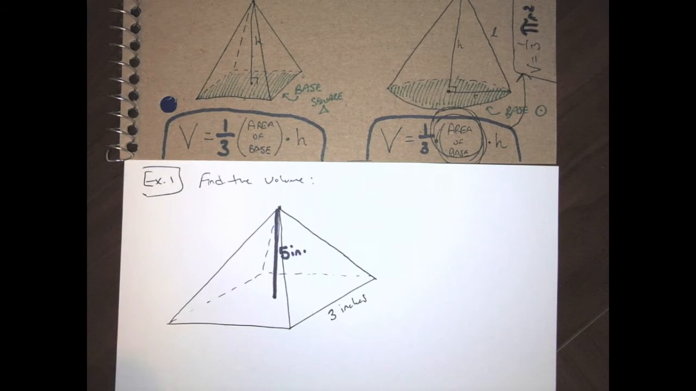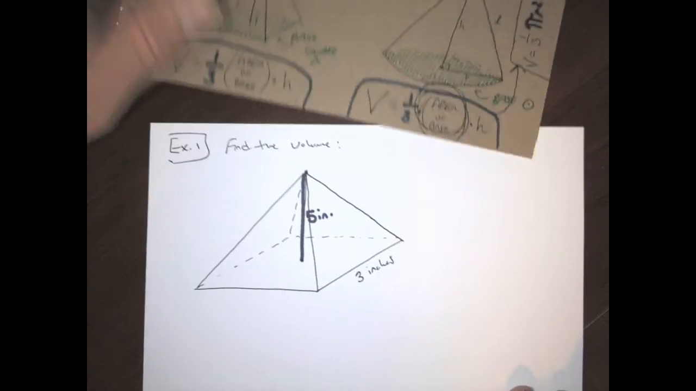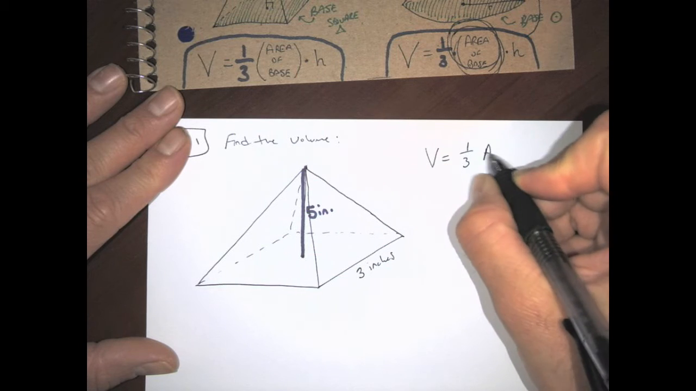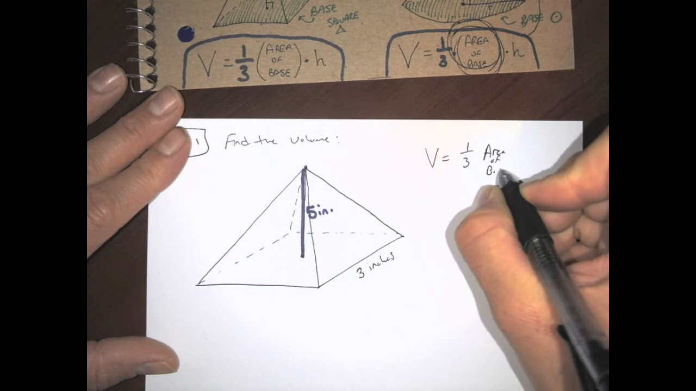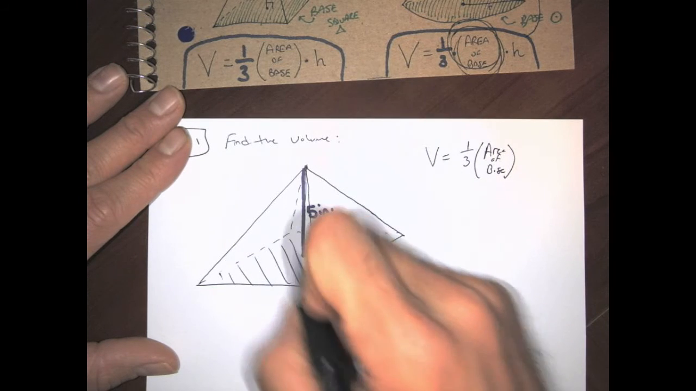Find the volume. Let's fill this pyramid up with water. Let's fill this pyramid up with sand. Let's fill this pyramid up with ice cream. Let's fill this pyramid up with, I don't know, soda pop. Volume. Okay, well, let's use the volume equation. Volume equals 1/3 area of the base, which is a square. We're talking about this base right here.